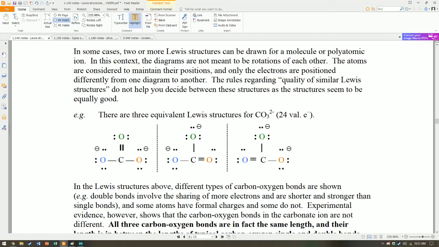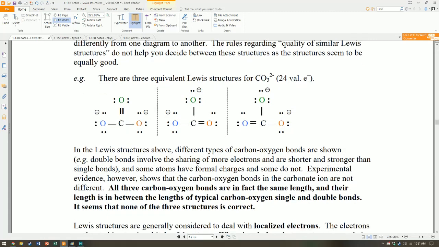And what you should note is that the actual structure is an average of each resonance, each Lewis structure. It's not that there's a single bond and then all of a sudden a double bond here, then all of a sudden it changes there. No, it's across the entire molecule. And when we go to discuss bond order, that's going to be really important, because it'll introduce us to the idea that you can have fractional bonds more or less.